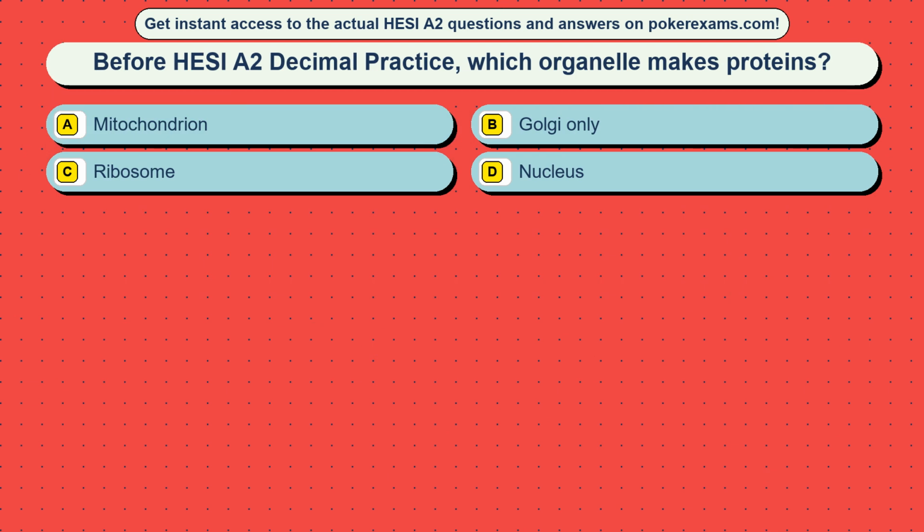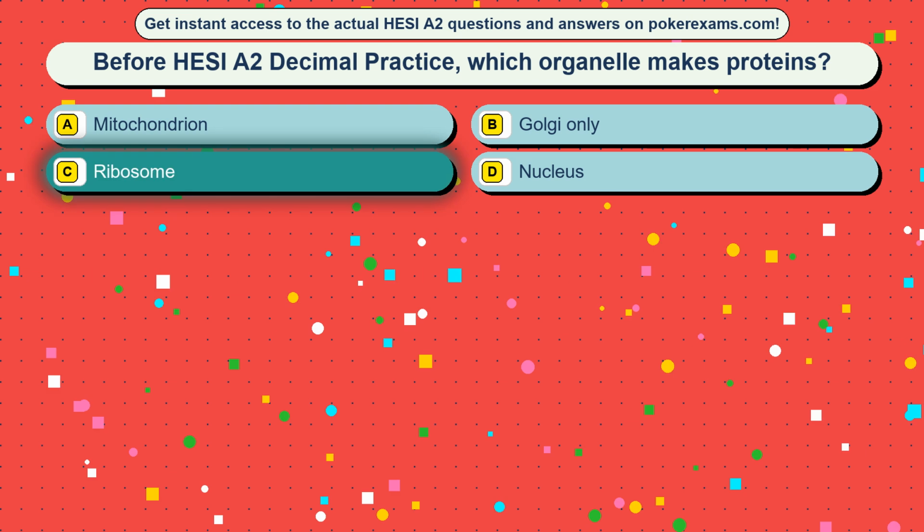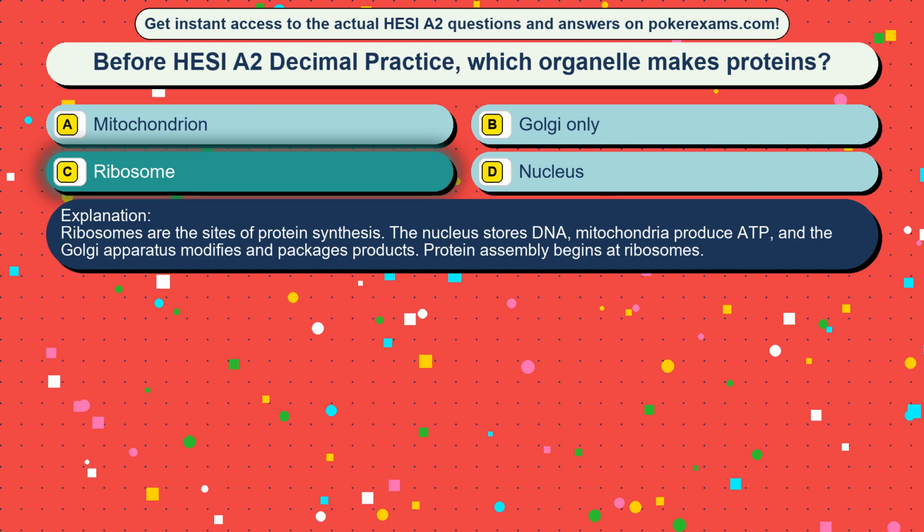Question 35. Before HESI A2 decimal practice, which organelle makes proteins? Option A, mitochondrion. Option B, Golgi only. Option C, ribosome. Option D, nucleus. The correct answer is option C, ribosome. Ribosomes are the sites of protein synthesis. The nucleus stores DNA, mitochondria produce ATP, and the Golgi apparatus modifies and packages products. Protein assembly begins at ribosomes.